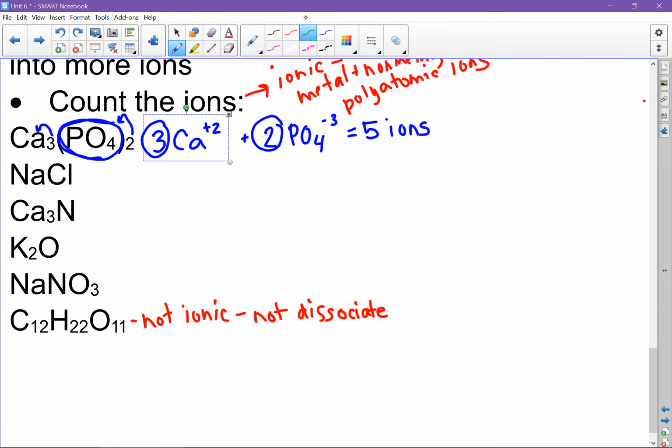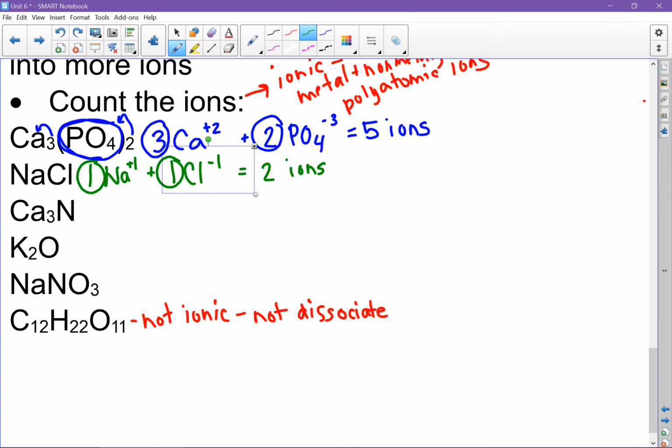Okay, let's try another one. The cation here, the positive one, is Na, a +1 charge. Since it doesn't have a subscript, there's only one of those. The anion is chlorine, a -1 charge. Again, there's only one of those. So one of these and one of these. This one has 2 ions.